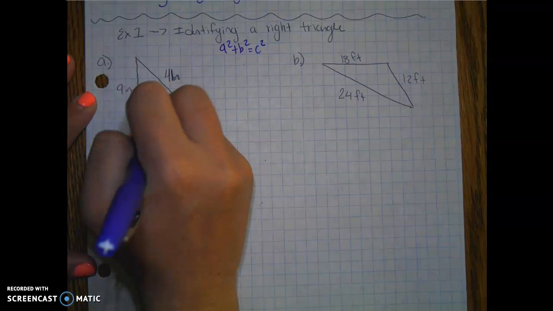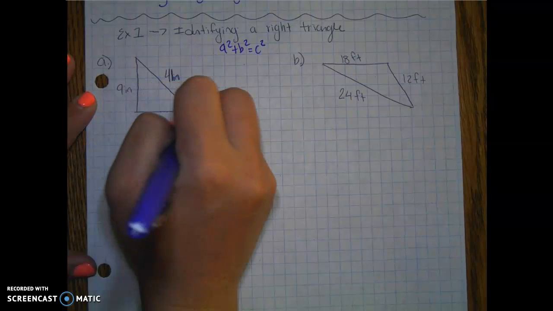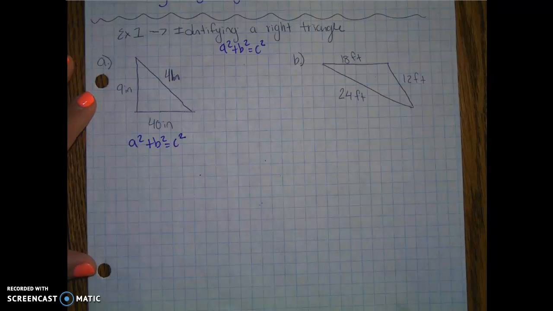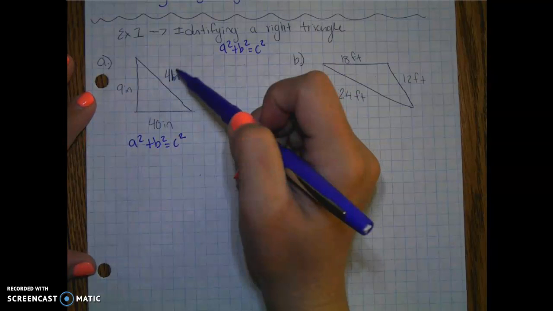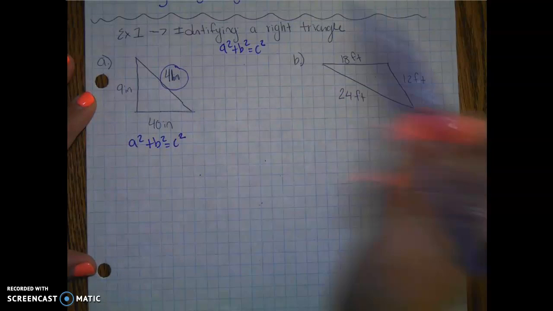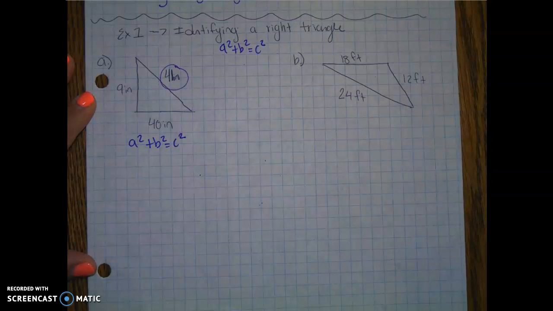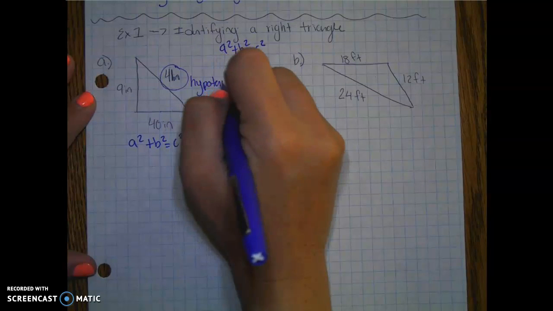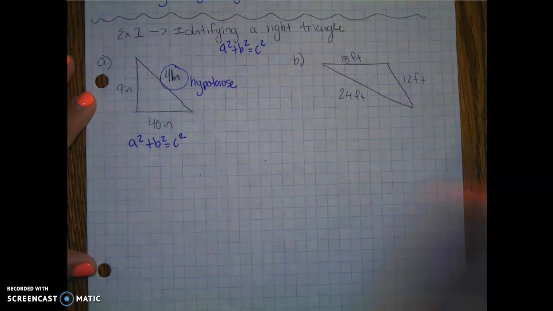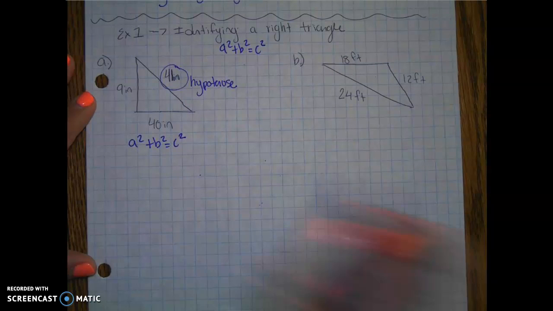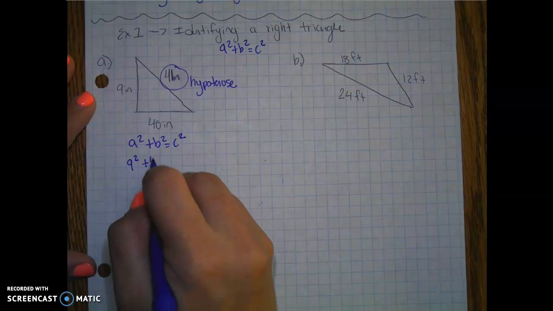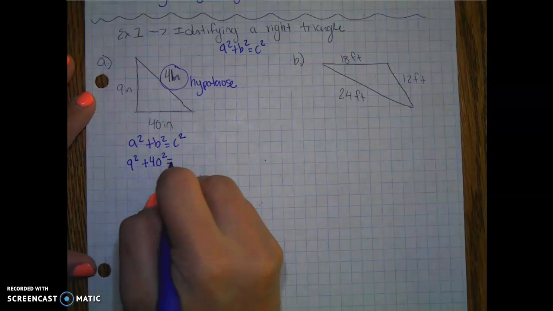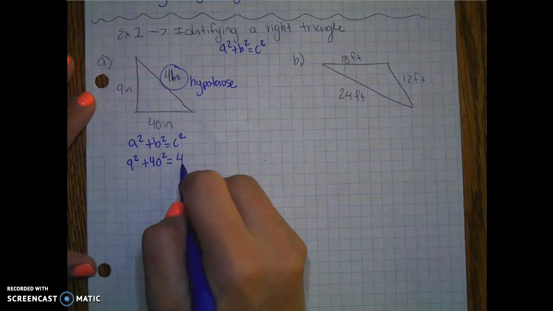So I have a squared plus b squared equals my c squared. I know instantly that this is my hypotenuse because it is the largest amount. It's the longest side. So this is my hypotenuse. And now I know that both of those are my legs. So I'm going to have a squared be 9. I'm going to have b squared be 40. And my c squared is 41 squared.